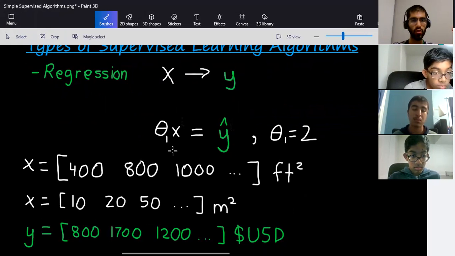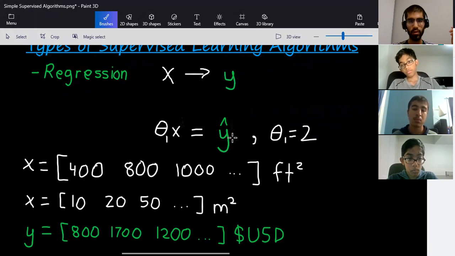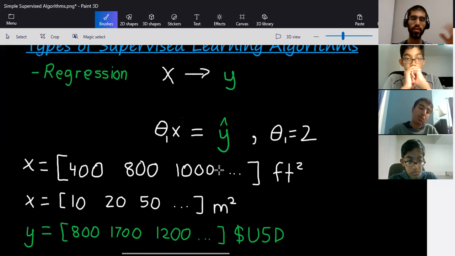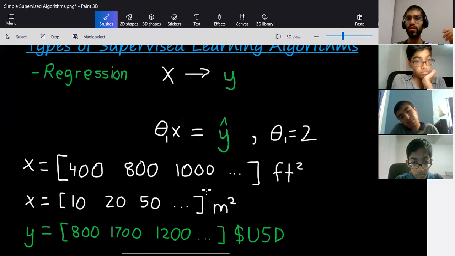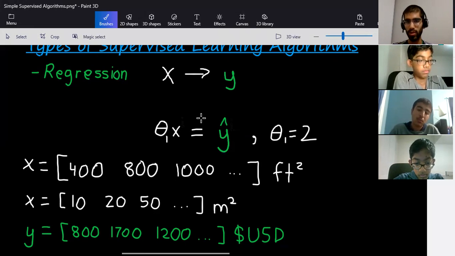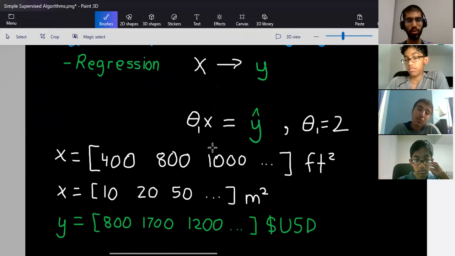So let's say you have a house of 400 square feet, and theta 1 is equal to this value. Then you multiply 2 times 400 to get $800 per month. That's the monthly rent on the house. Or, for another house, you might have a different monthly rent. Another house, you might have a different monthly rent. Is this making sense as some examples of the types of data you might work with in a regression problem? Any questions so far?